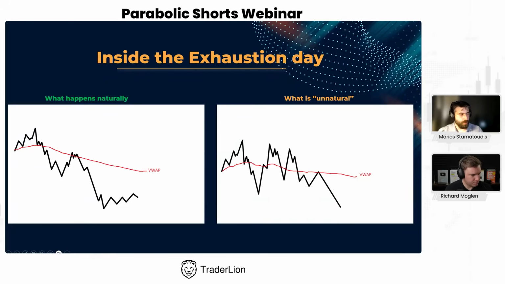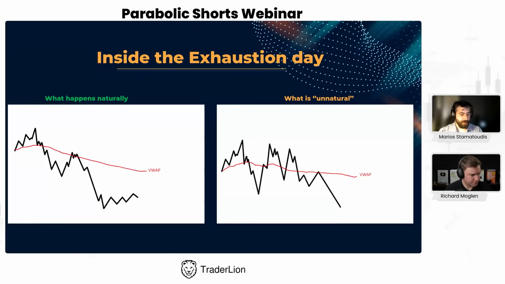Or it can start the day consolidating along with VWAP and then lose VWAP, and you will see a similar action. It's not mandatory that it has a reclaim. Usually, on the true exhaustion day, you will see the stock evidently below VWAP, with not many attempts or strength above it.